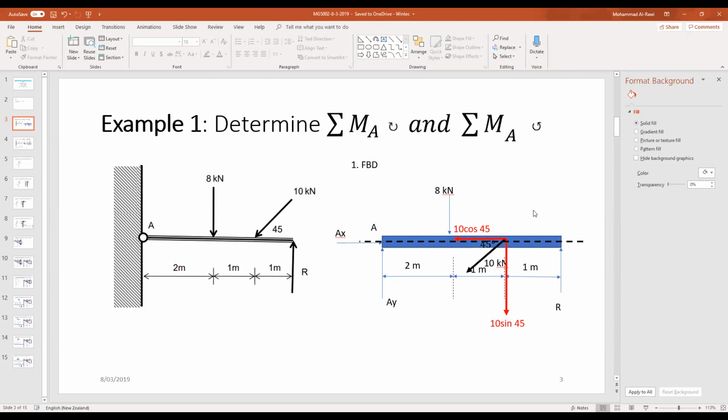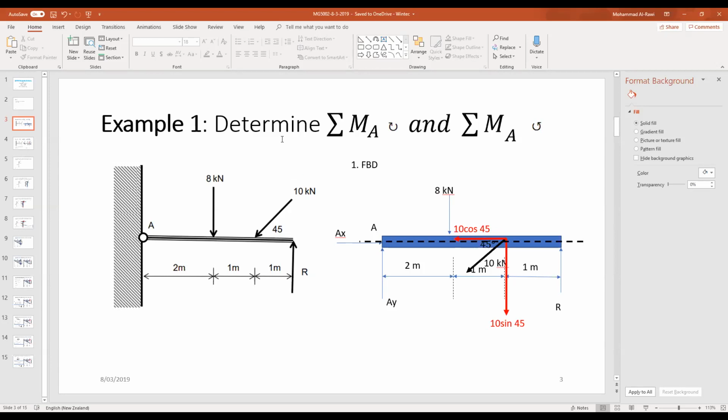It's actually passing through point A. Therefore, the component, tan cosine 45, is multiplied by the distance. The distance, if it's passing through the point, is 0, so there is no moment for that force. Therefore, we don't take this one into account.